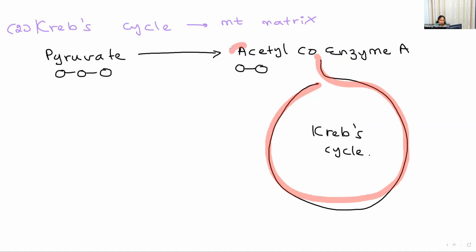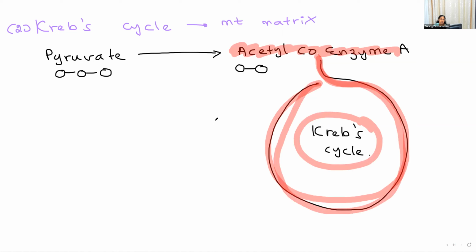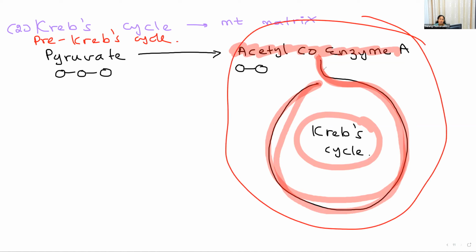So if I say acetyl CoA is the input of the Krebs cycle, anything that happened before needs to be pre-Krebs cycle. Right? So write down, this is the pre-Krebs cycle. Is this clear? If the Krebs cycle starts from acetyl CoA breaking down in the Krebs cycle, whatever happened before needs to be before the Krebs cycle. So write it down, it's the pre-Krebs cycle.